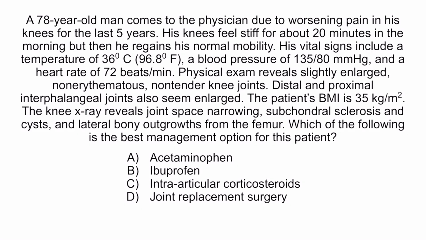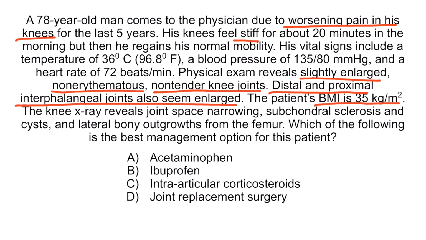This patient presents with a short morning stiffness and worsening knee pain. Physical exam reveals slightly enlarged, non-erythematous, non-tender knee joints. The distal and proximal interphalangeal joints are enlarged too. He is obese. The knee X-ray reveals joint space narrowing, subchondral sclerosis and cysts, and the lateral bony outgrowths from the femur, namely osteophytes. All of these findings are consistent with the diagnosis of osteoarthritis. The first-line pharmacologic management option in osteoarthritis is NSAIDs, for example, ibuprofen. It is used for pain control. Therefore, the correct option is B.